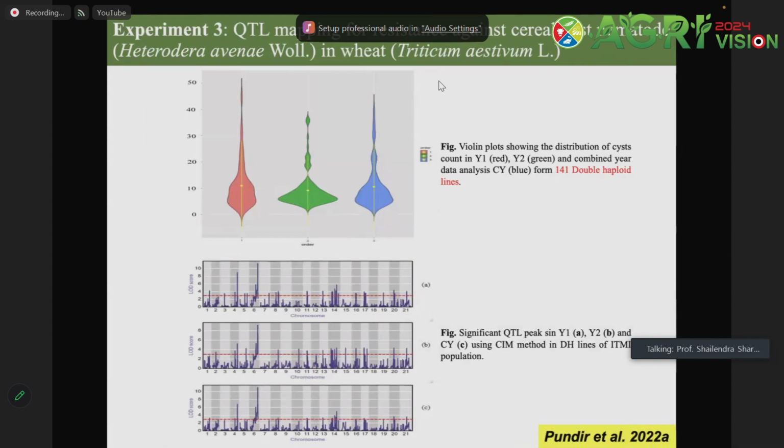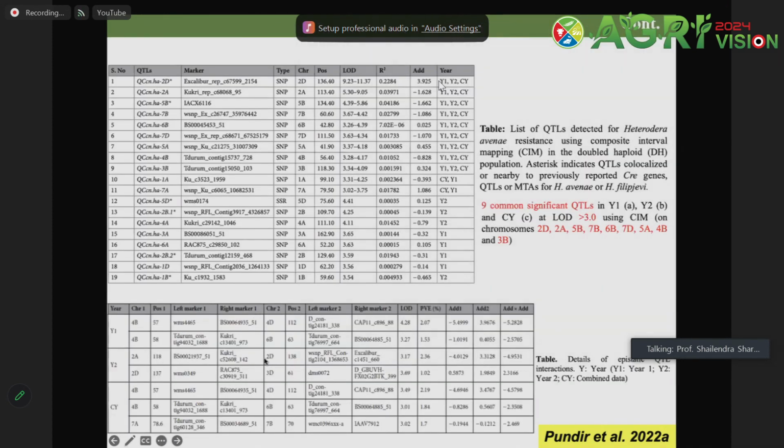This is another very interesting study conducted by Pundir et al., also published in Scientific Reports. It's based on QTL mapping for resistance against cereal cyst nematodes in wheat. As you can see, this is a major QTL region that we found. The good thing is that this QTL was already reported a few years back, and this shows that our experiments were accurate and precise, as we also reached the same location that was reported earlier.